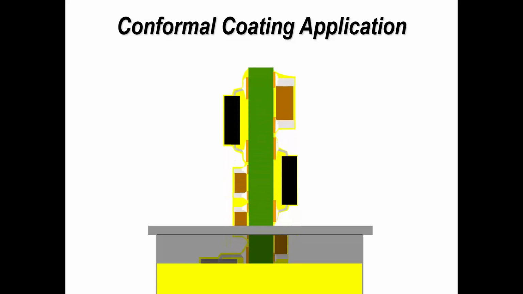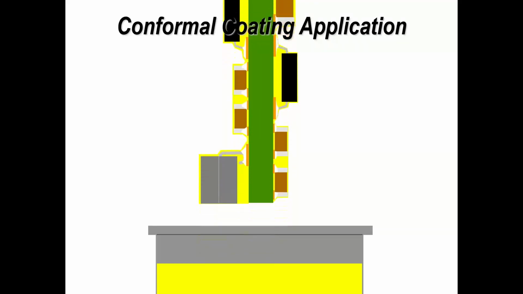The key thing here is allowing any air to escape from underneath components. So the coating is displacing everything on the surface of the printed circuit board. But if you don't allow air to escape, then you could get voids and you won't get consistent coverage. So again, it's experimentation to get the process right.